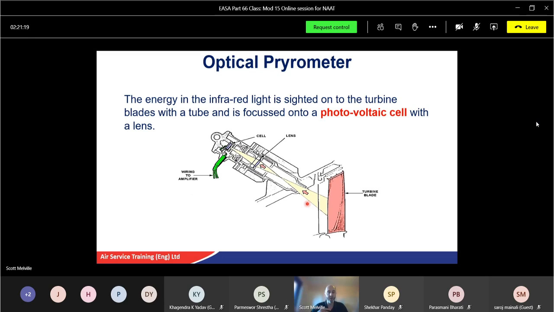And even with the early ones, they were screw-on types, and they found that eventually these parts would unscrew themselves and fall off into the turbine, which was not very good. So what they did, they put a little locking tab on it as well. Very clever, very sensitive, and far more accurate than a normal thermocouple. So that's an optical pyrometer using a photovoltaic cell.